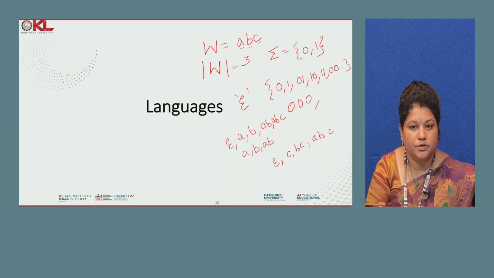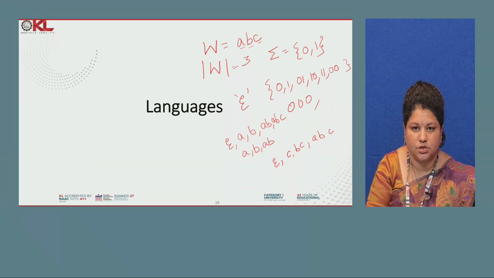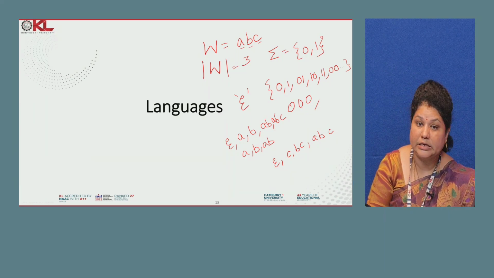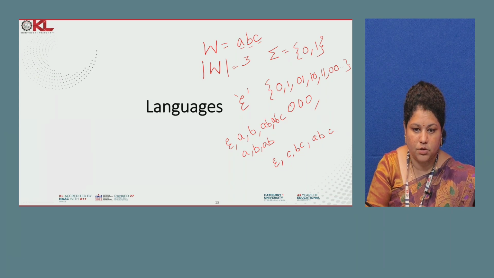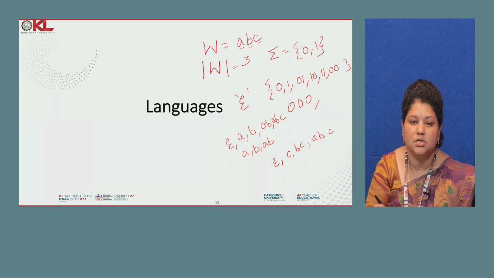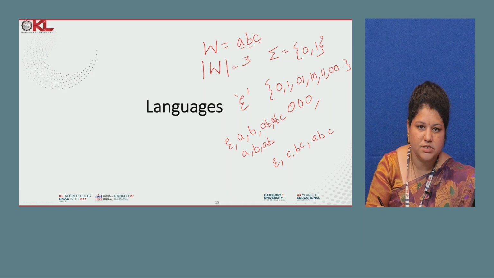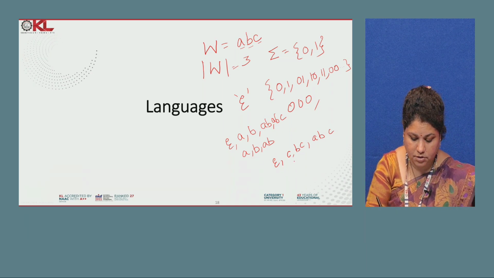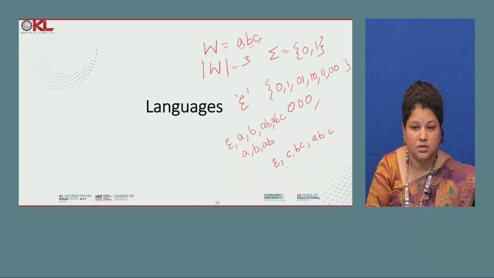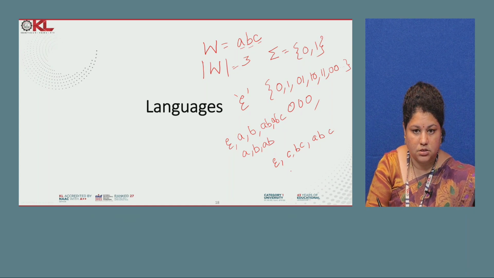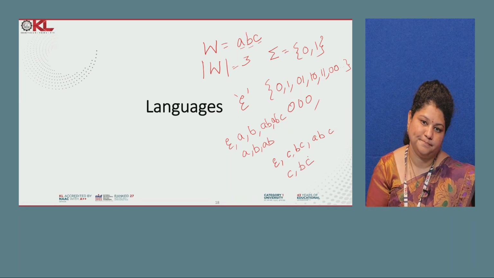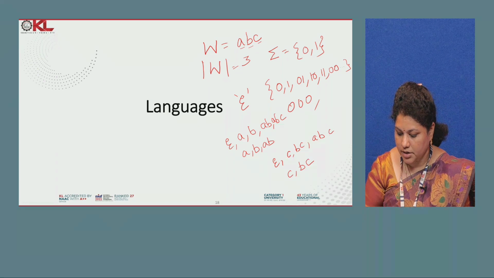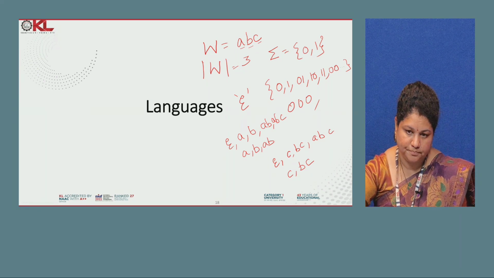Next, proper suffix of the string. Proper suffix of the string means we are excluding the epsilon and the complete string. What strings are we generating for the proper suffix of the string? Excluding epsilon and the complete string, the suffixes are C and BC only. Right?